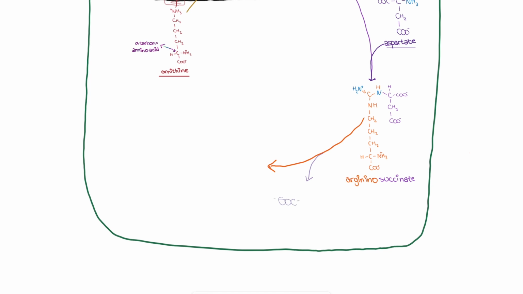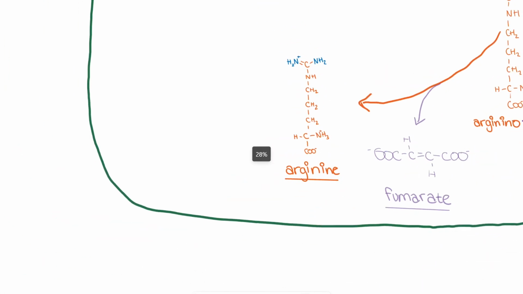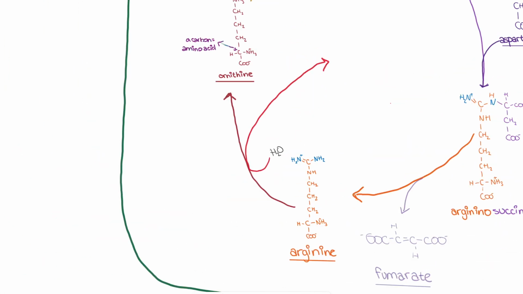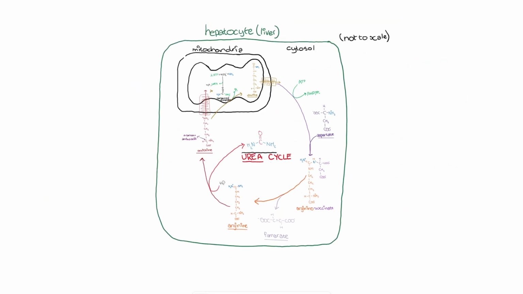In the next reaction, that succinate is removed in the form of fumarate. Basically, 2 of the hydrogens are removed and added to that nitrogen, and the carbon becomes a double bond. And now we're going to be left with just arginine. Yes, just like the amino acid, arginine. And now we have hit the final step. Water comes in, and urea comes out, completing the cycle.